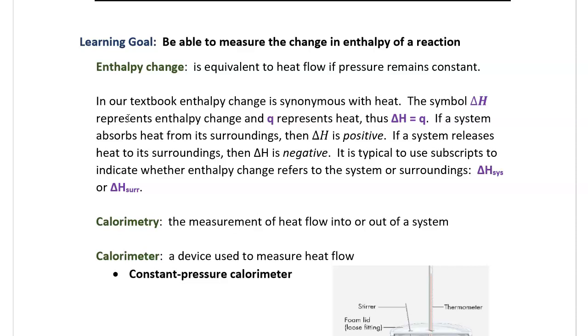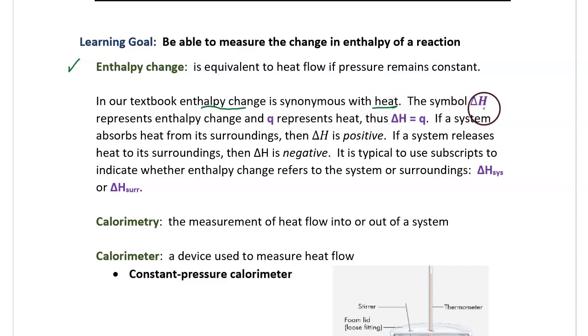How do you measure the change in enthalpy of a reaction? Well, first, we need to know what the word enthalpy means. The enthalpy change is equivalent to the heat flow if pressure remains constant. In our textbook, all of the chemical reactions that are discussed are assumed to happen in the context of constant pressure. Therefore, enthalpy change means the same thing as heat.